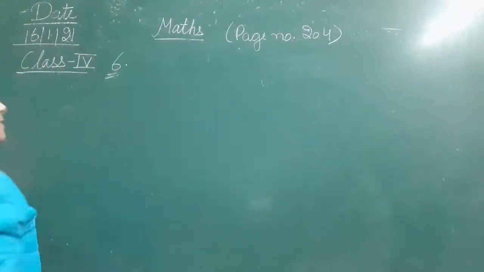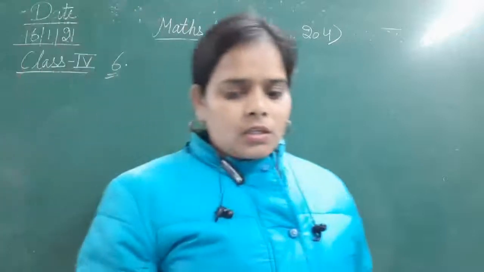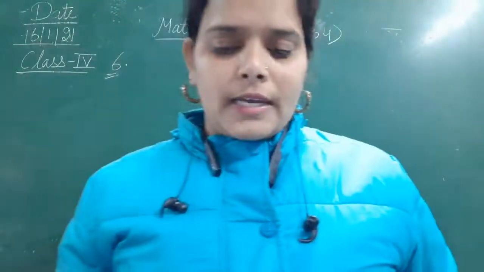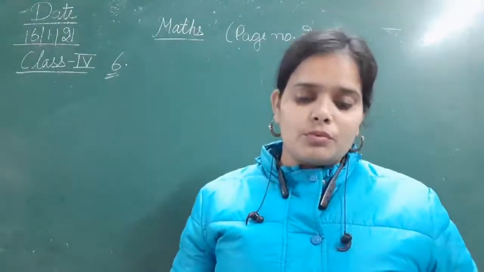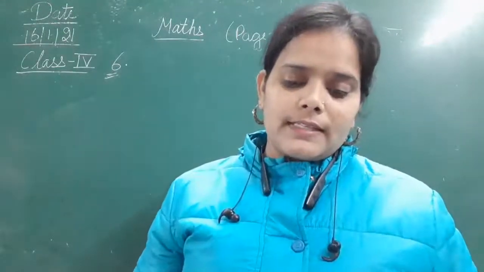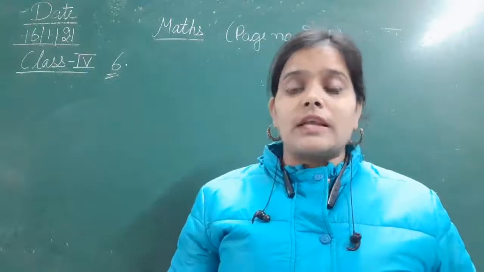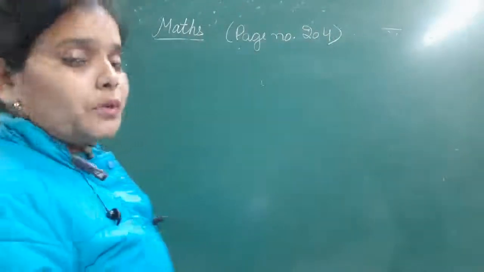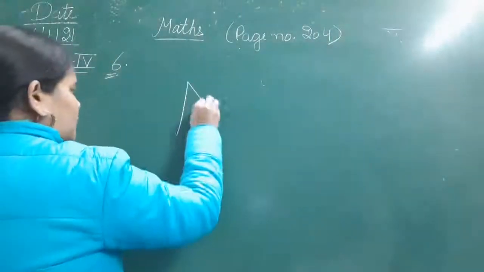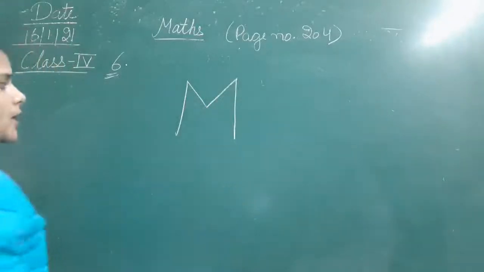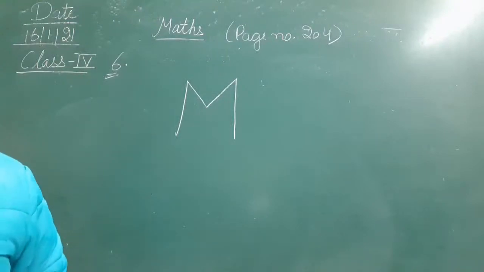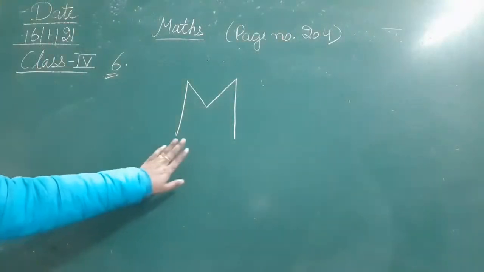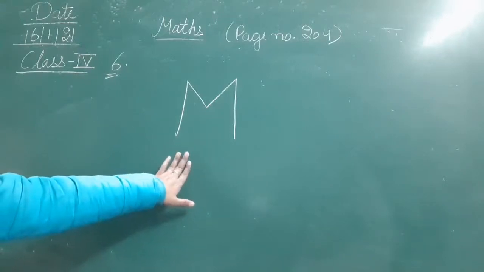So question number 6 is: the number of lines of symmetry in the letter M is. So now we have to find the number of lines of symmetry in the letter M. तो ये हमारे पास हमने M लिखा है. So we have to draw as many lines of symmetry as we can. Okay, so how many lines of symmetry can we draw on the letter M?